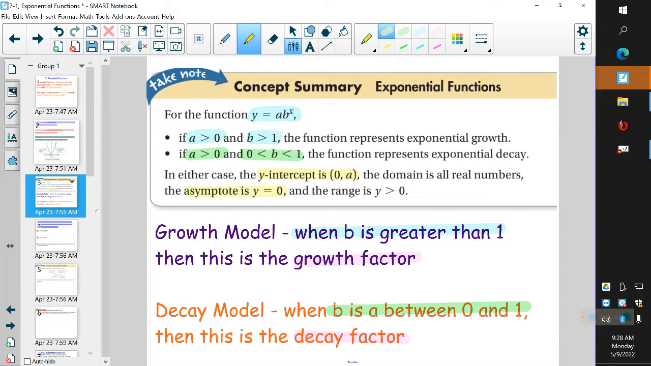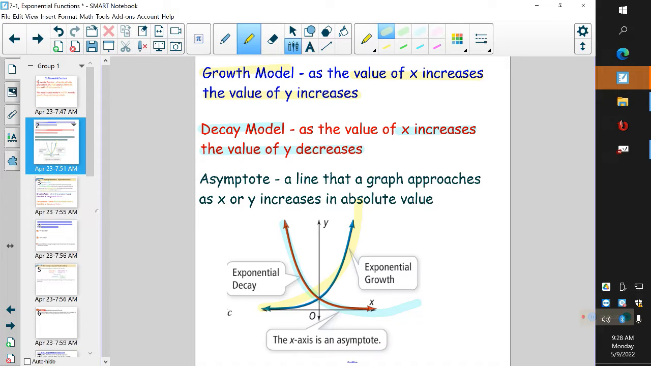An asymptote is going to be the point on the graph where it approaches. It gets really close to it, but it never, ever crosses. For example, if we go back to this right here, you can see that this right here is going to be our asymptote. It is actually going to be our lovely x-axis. It gets super close to it, but it never crosses it, okay?